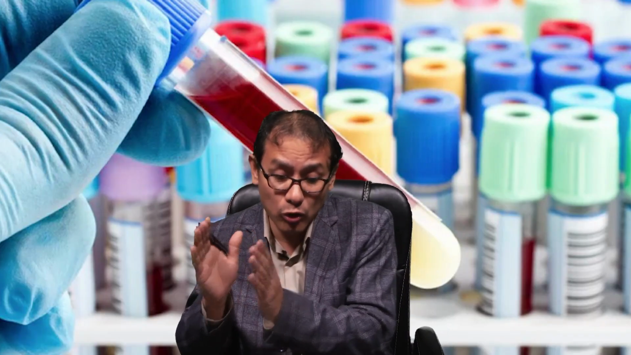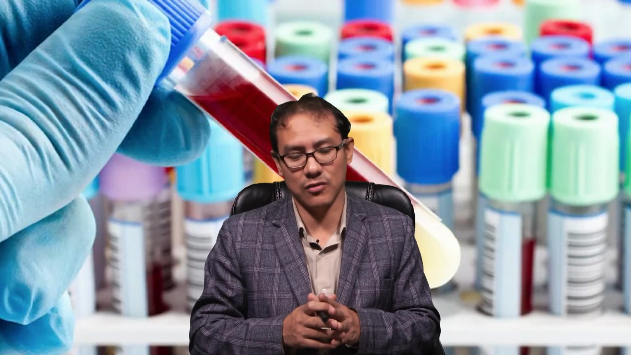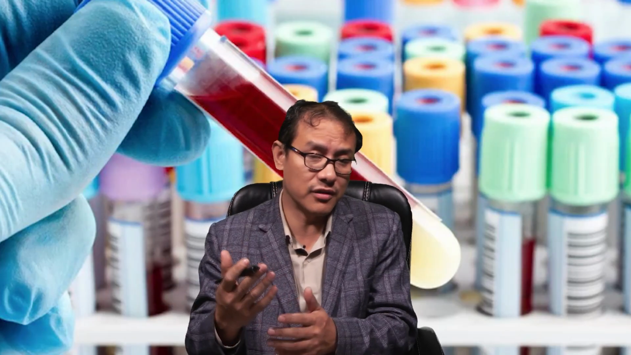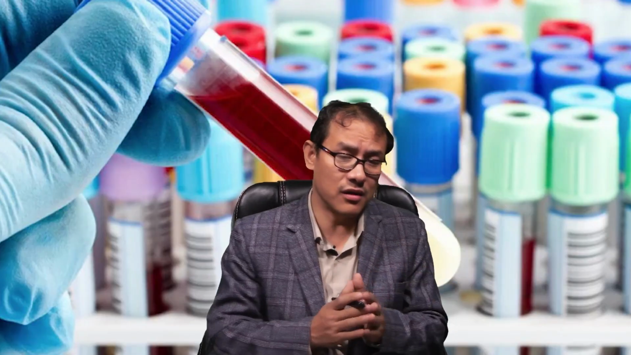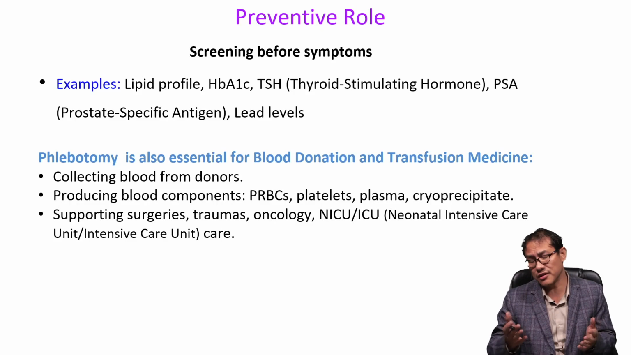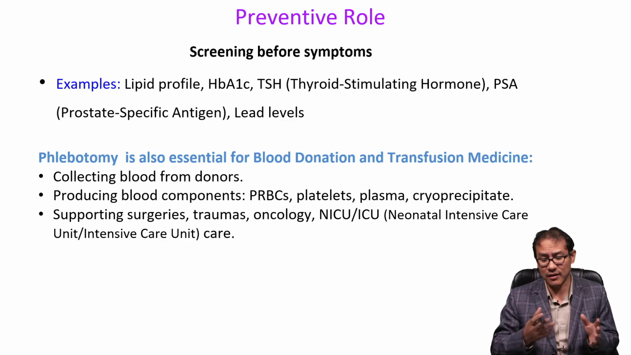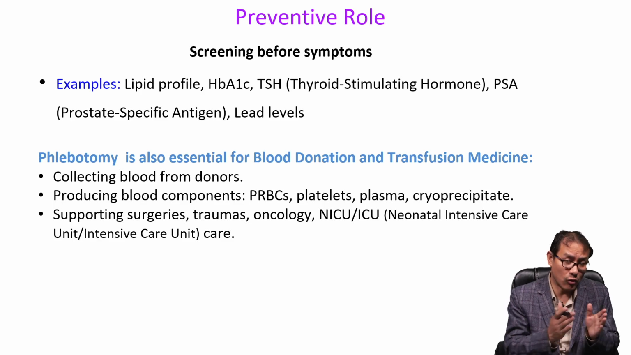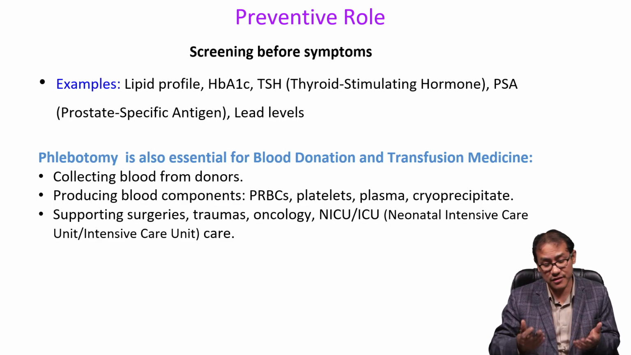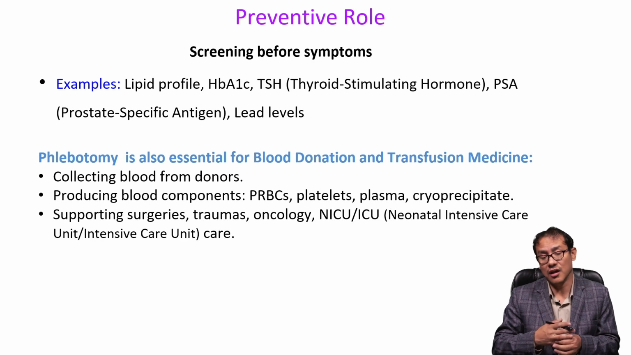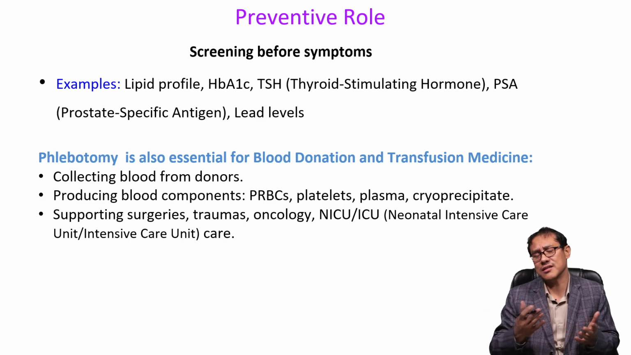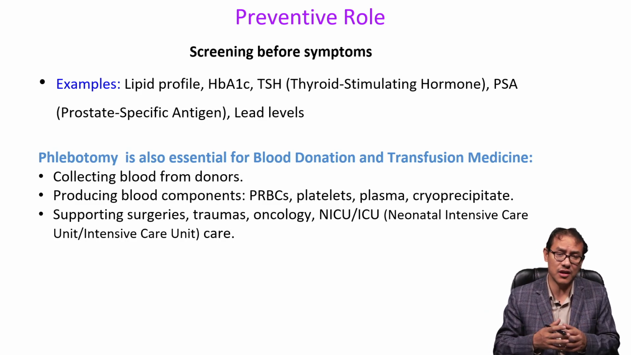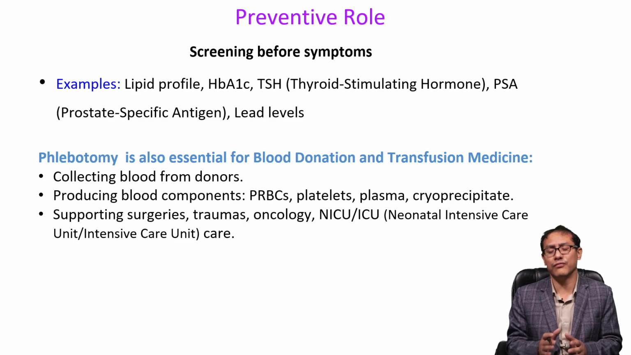So phlebotomy is also important for blood donation and transfusion medicine. For example, before blood donation, you have to collect the blood from the donors for cross matching and all other things. Phlebotomy is also required for producing different blood components, say platelets, plasma, cryoprecipitate, or RBC, and also important for supporting different surgeries, trauma, oncology in case of cancer treatment, and also for NICU or ICU, that is neonatal intensive care unit or intensive care unit care. So these are the important roles of phlebotomy.